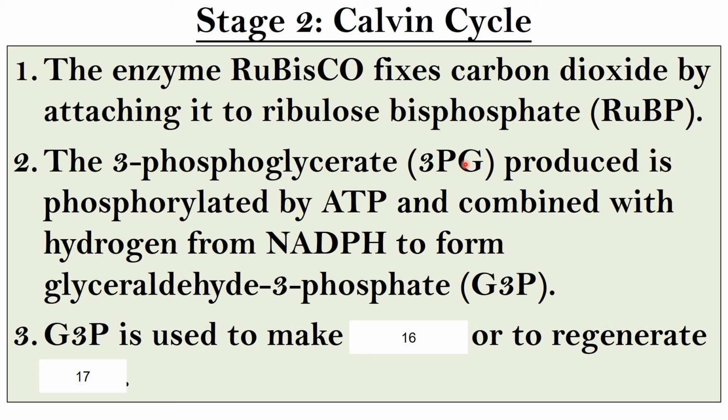It's easy to get these mixed up, isn't it? It's the same number and letters, just the other way around. I suppose if you're trying to remember which one comes first, the 3PG comes before the G3P, so the number before the letter. And then G3P is used to make our final product, which 16 is glucose, or to regenerate 17, which is RUBP, ribulose bisphosphate. So that is our 2 stages, the light-dependent reactions and then the Calvin cycle.